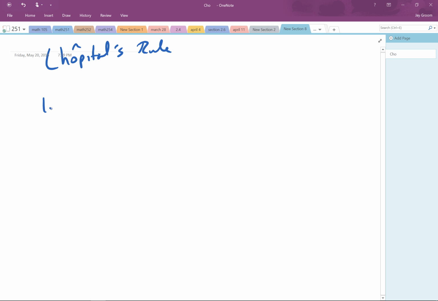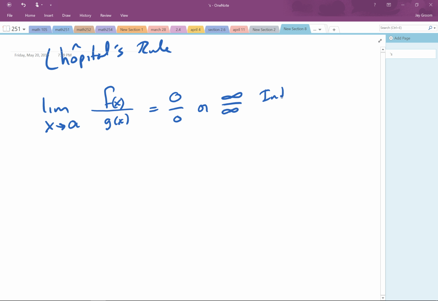If you want to take the limit as x approaches, it's not always 0, but usually 0 or infinity. But I'm just going to say as x approaches a of some f of x over some g of x, and if that ends up being 0 over 0 or infinity over infinity, we've got a problem. These are what we refer to as the indeterminate forms. And L'Hôpital's rule works for both of these forms.